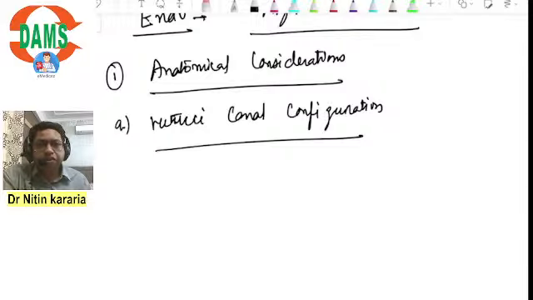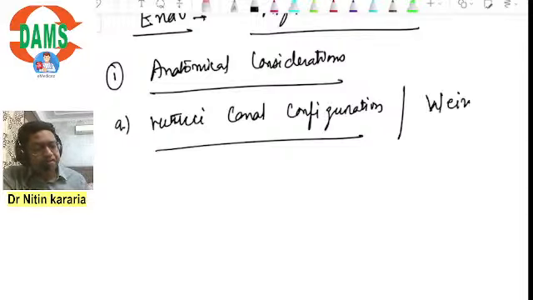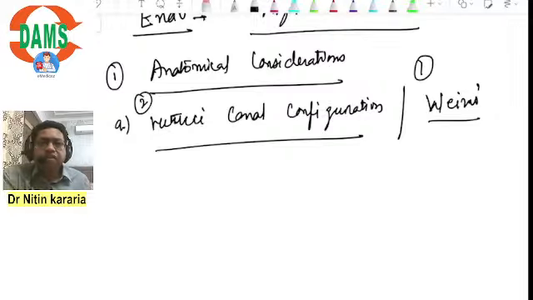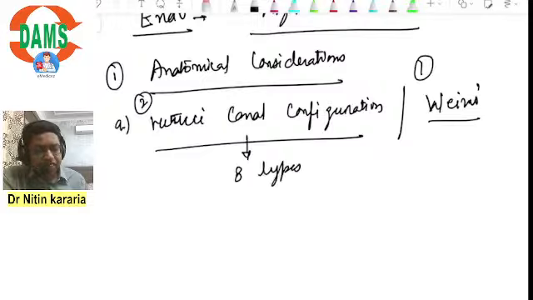Vertucci canal configuration. And at times they also ask you about the Weine's canal configuration. These are the two important canal configurations that are frequently asked. According to the Vertucci canal configuration, there are 8 types of canals, and according to the Weine's classification, there are 4 types of canals which are present. I would quickly summarize what the types are.